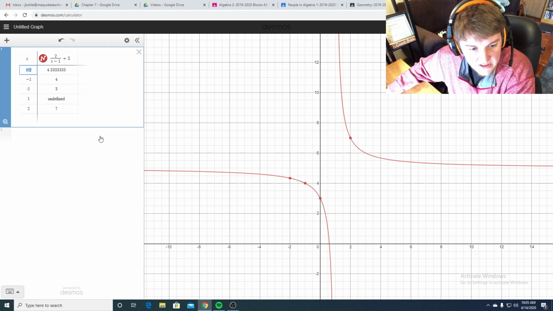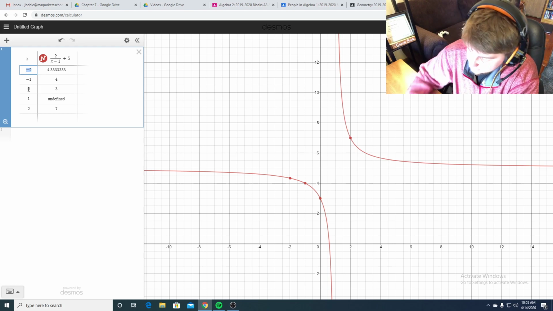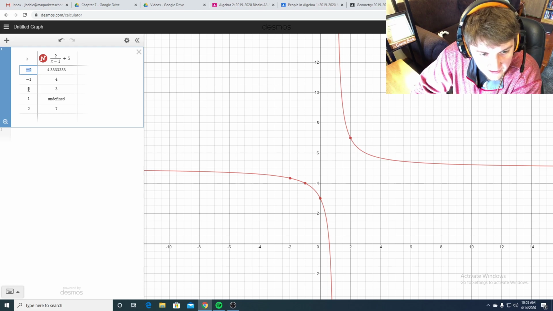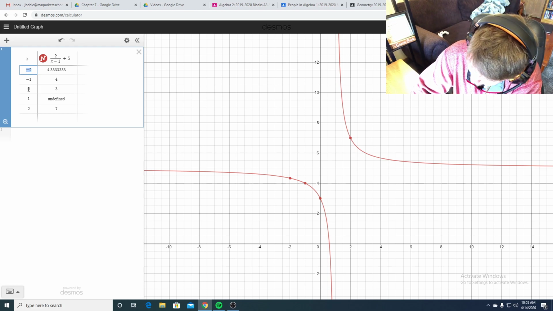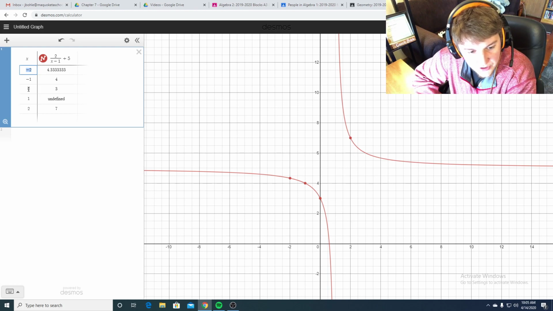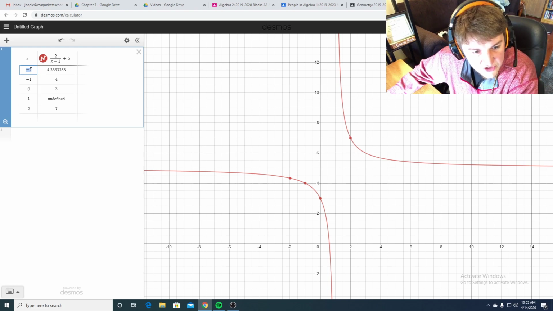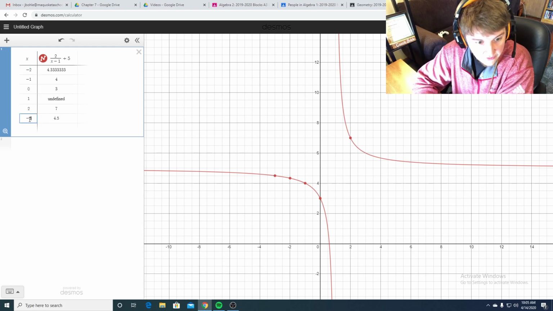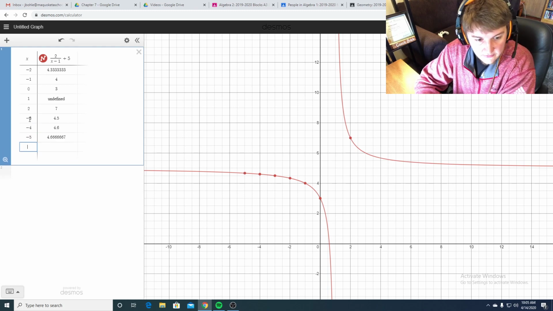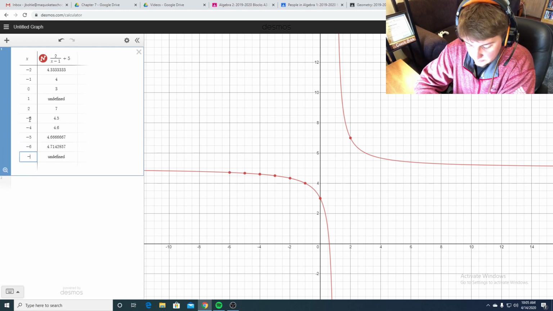So let's graph these ordered pairs, 0, 3, and then negative 1, 4. What else do we have? 1, and then we have negative 2. Let's actually continue out that direction. Let's go negative 3. Nope. Negative 4. Nope. Negative 5. No. Negative 6. No. Negative 7. Nope.